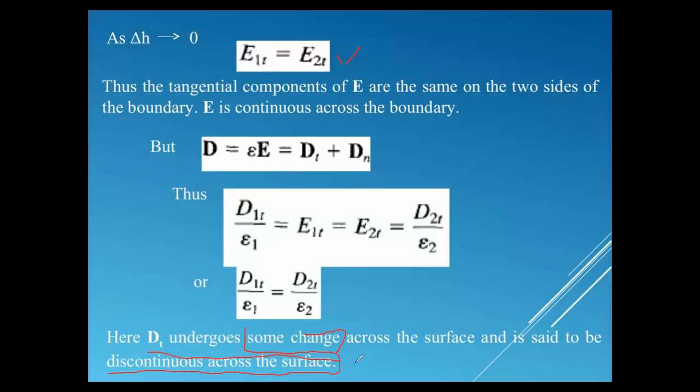Sometimes a true or false question can be framed asking which one is true: the tangential component of electric field is continuous, or the tangential component of flux density is continuous. No, the tangential component of flux density is not continuous. But yes, for solving, D1t upon epsilon 1 is equal to D2t upon epsilon 2. Theoretically and conceptually, D, the electric flux density, is discontinuous at the boundary. Am I clear? Yes, sir.